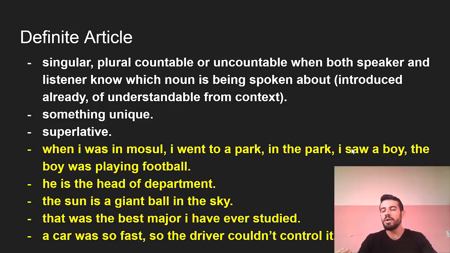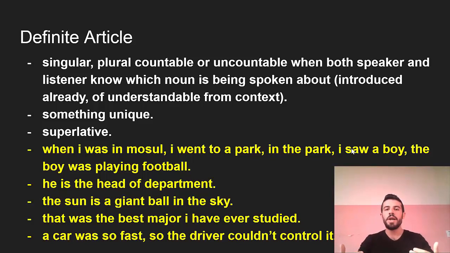Here, a boy, also a boy, because the listener doesn't know the boy yet. I just introduced the boy now. And then I say the boy was playing football. I saw a boy and then the boy, because I have already introduced the boy to the listener. Another example: he is the head of department. Here this depends on context.